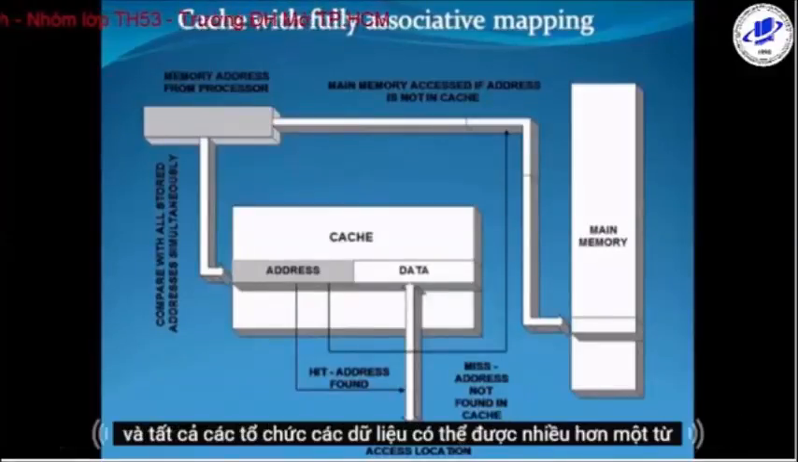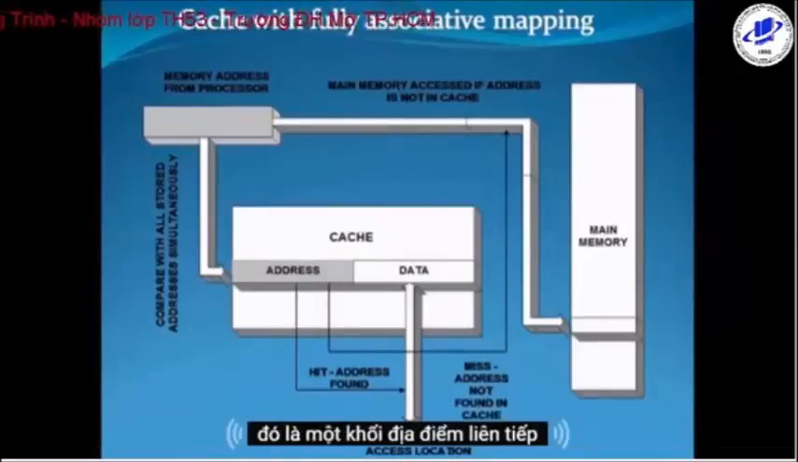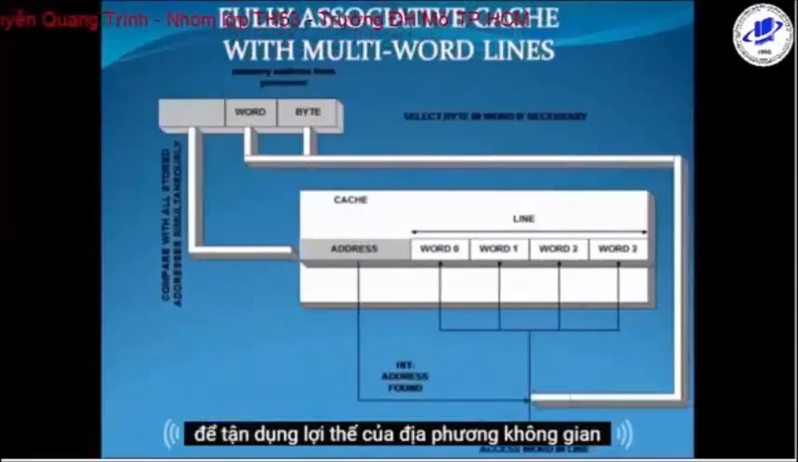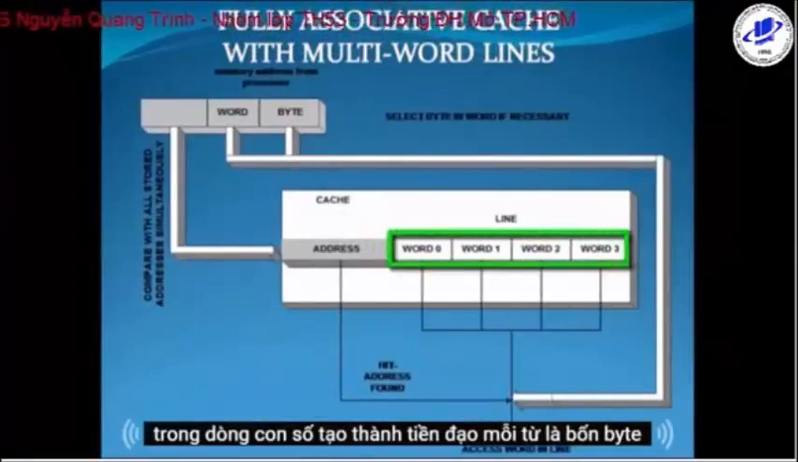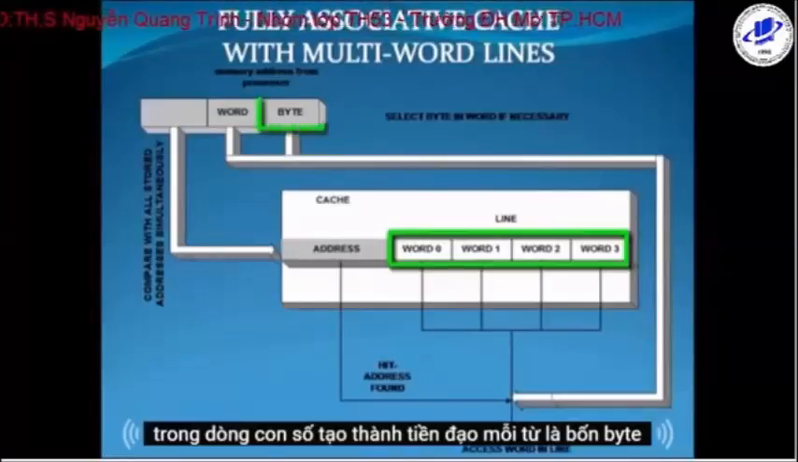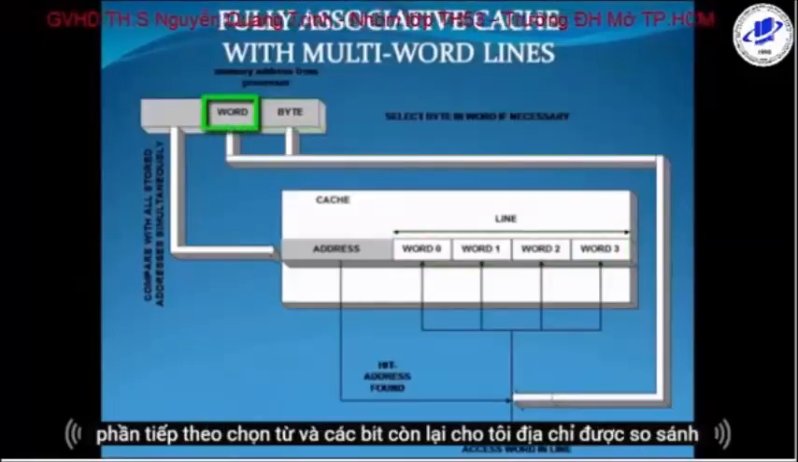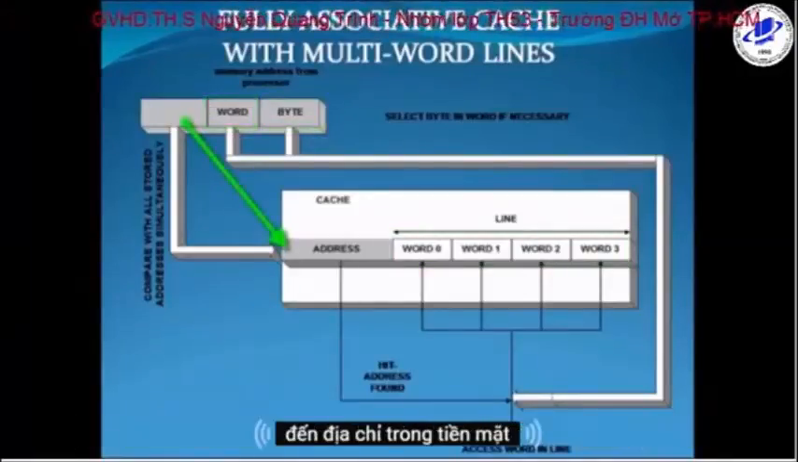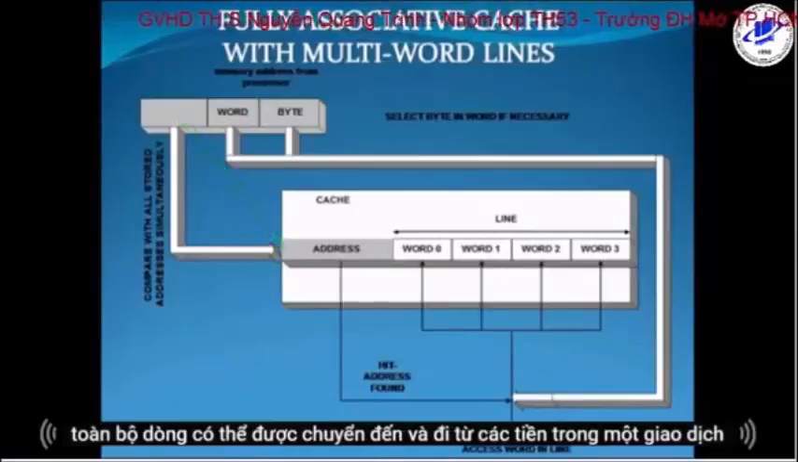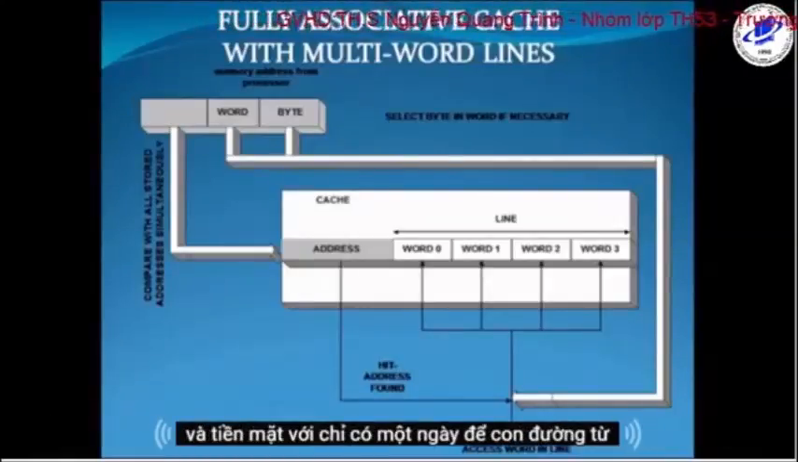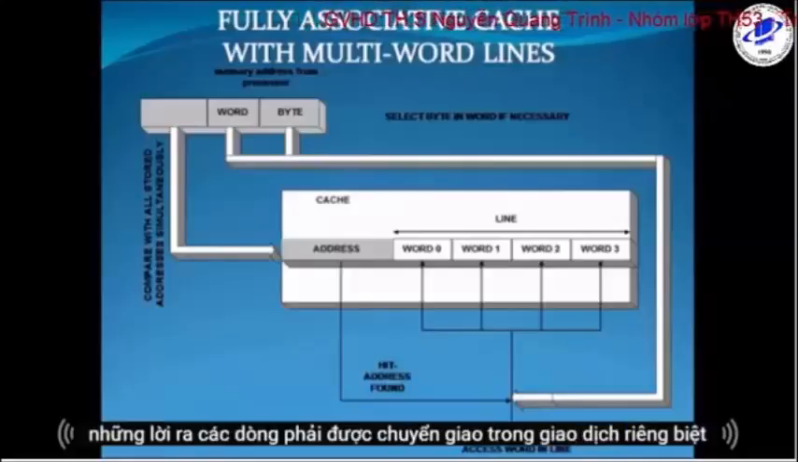In all organizations, the data can be more than one word, that is, a block of consecutive locations, to take advantage of spatial locality. In the figure, a line constitutes 4 words, each word being 4 bytes. The least significant part of the address selects the particular byte, the next part selects the word, and the remaining bits form the address compared to the address in the cache. The whole line can be transferred to and from the cache in one transaction if there are sufficient data paths between the main memory and the cache. With only one data word path, the words of the line have to be transferred in separate transactions.